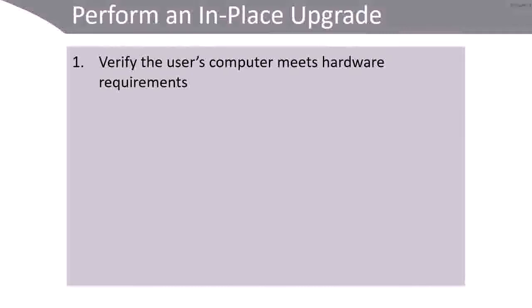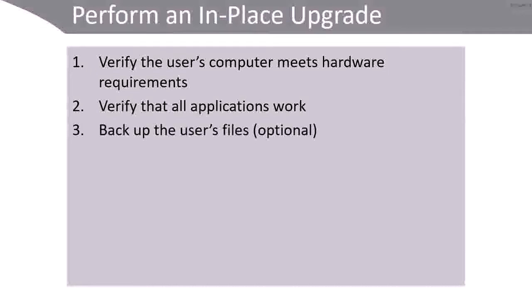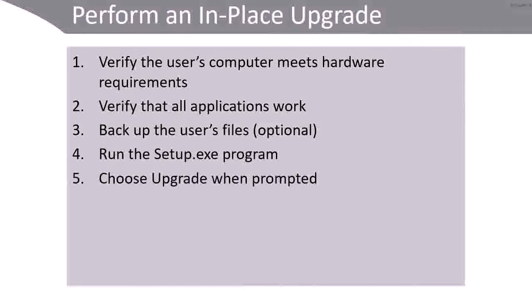To perform an in-place upgrade, use the following high-level procedure. First of all, verify the user's computer meets the minimum hardware requirements. Next, verify that all your applications work. Optionally, back up the user's data files. I'd recommend this. Strictly speaking, it's not necessary because using an in-place upgrade, the data should be retained and migrated across. But I'd want to be safe. Run the Windows 10 setup program and choose Upgrade when prompted.